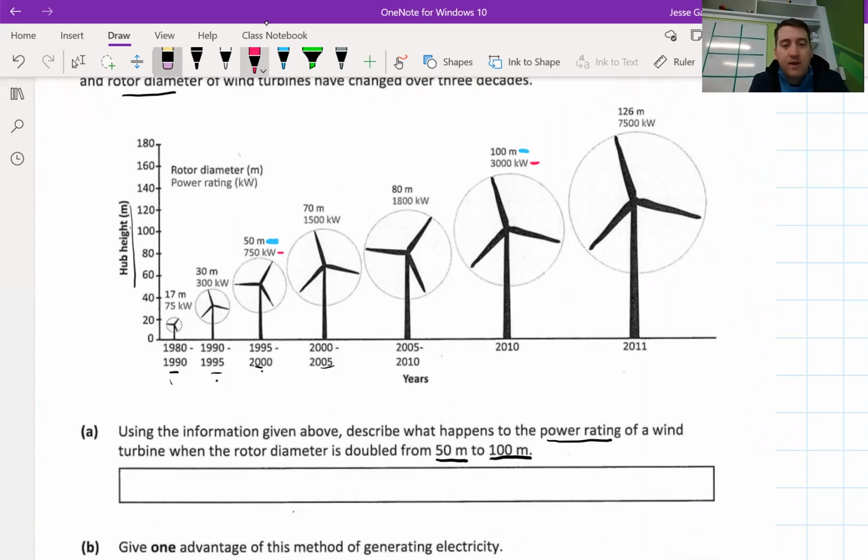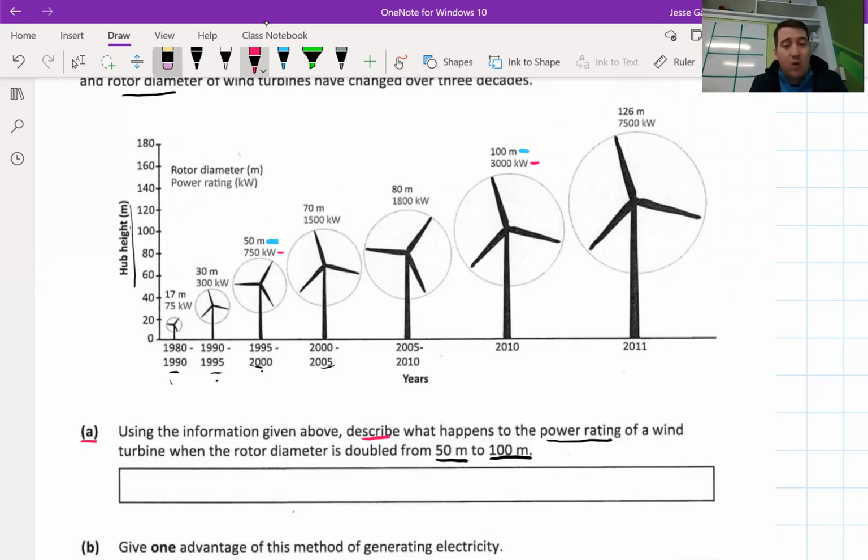Here it says describe, so you just have to describe. What I want you to do is pause the video, write down part A, and write an answer that describes what's happening. Use as much detail as you can. Pause the video and do that. Okay, so you should only be playing if you have said what happens.